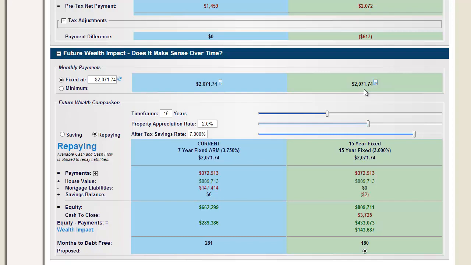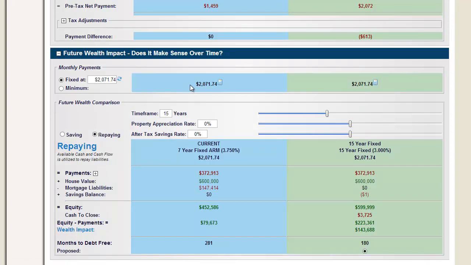If you stayed with your 7-year ARM, how would things work out for you? Well, let's assume, because I know this is my fixed guarantee here, and that's why we use the fixed to be the highest number, the fixed number. We're going to assume that you keep your 7-year ARM and you pay the same payment, $2,071.74 on that going forward. I want to take my time frame out 15 years. I'm going to make my appreciation 0 because it's simple, and I'm going to make my after-tax savings rate 0 again to make it simple.